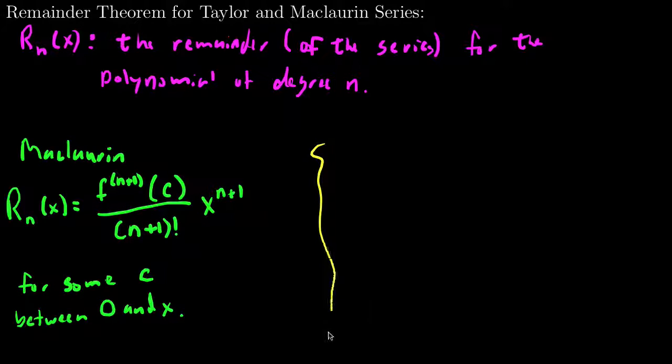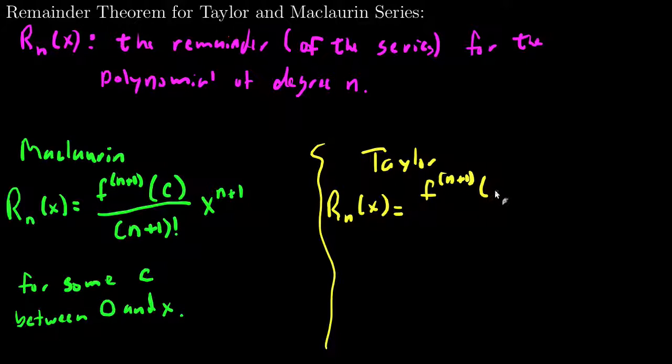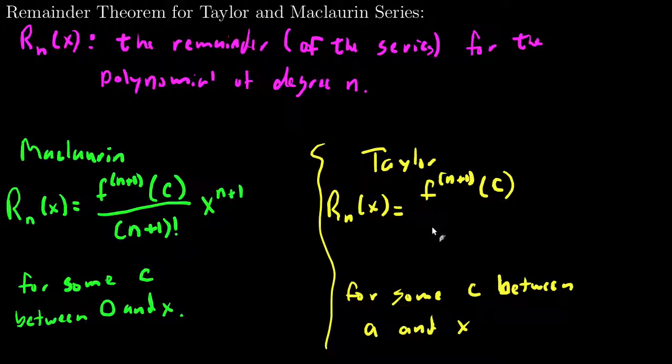And then Taylor is very similar. So Taylor remainder theorem, r sub n of x is equal to the n plus first derivative evaluated at some c, and this c is going to be between a and x, a being the center of our Taylor polynomial, divided by n plus 1 factorial times x minus a to the n plus 1.